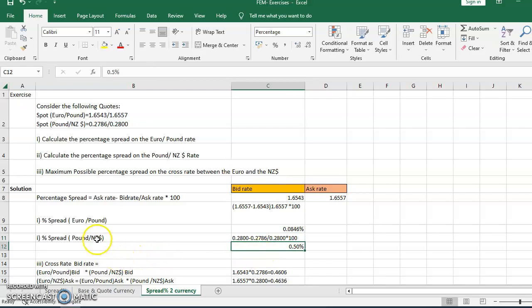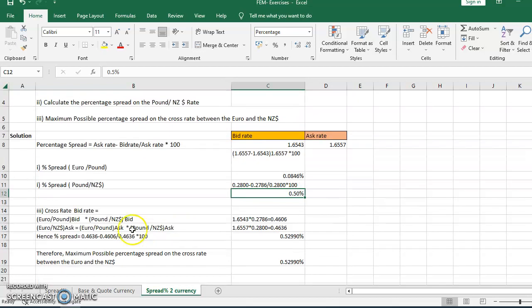Okay, the last part of the question says, find out the maximum possible percentage spread on the cross rate between the two currencies, euro and New Zealand dollar. So how do we go about it? For this, we have to calculate the bid and the ask for both the currencies. So the cross rate bid here will be euro over pound bid into pound over New Zealand dollar bid.